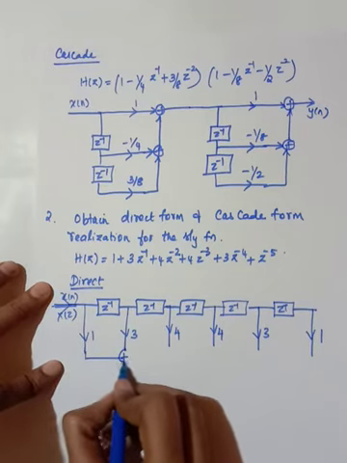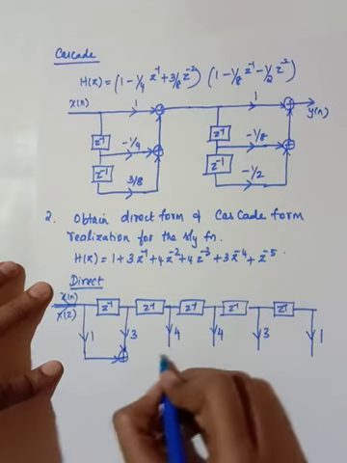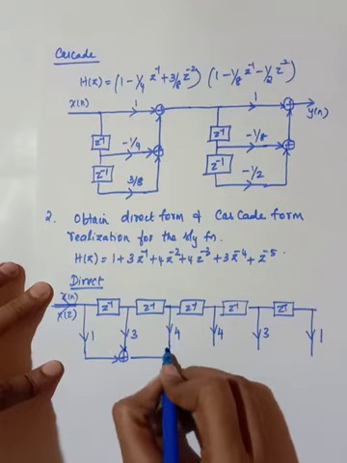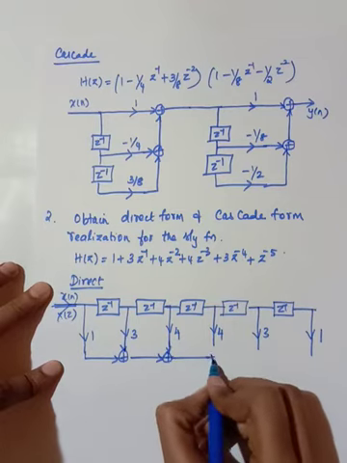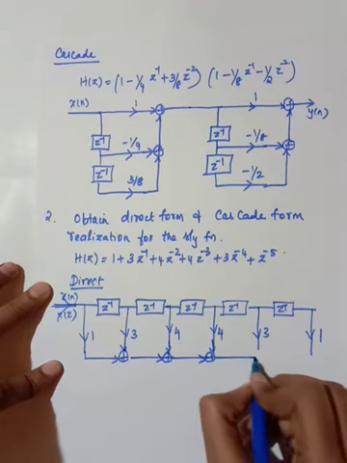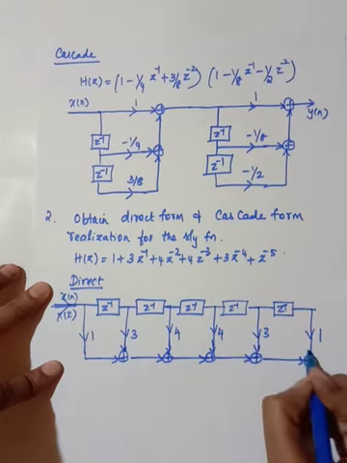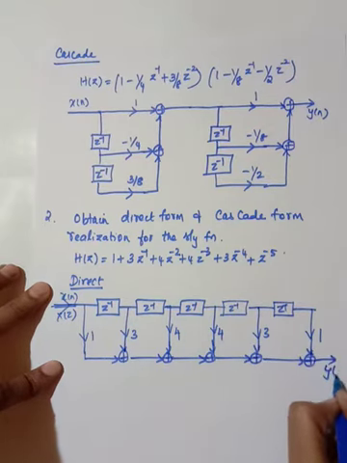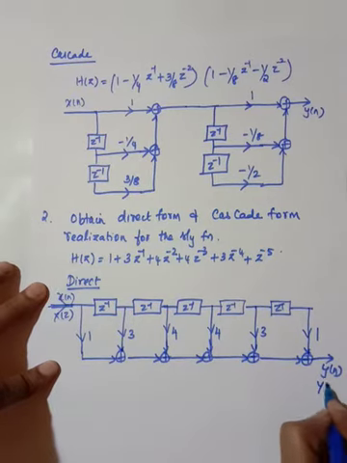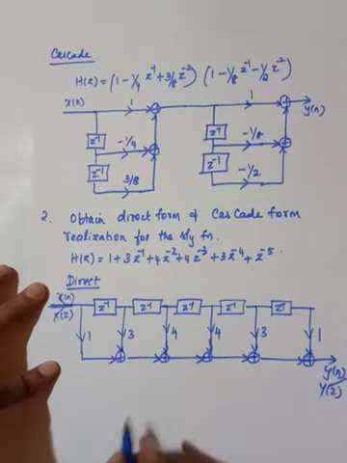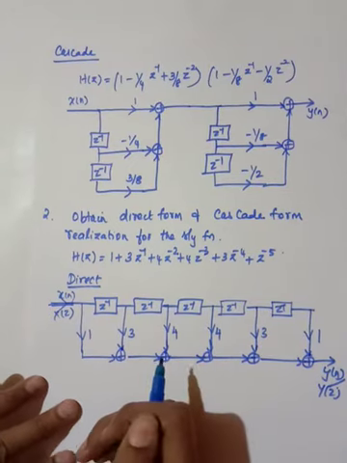Now you are going to use an adder. Here we are going to use an adder to add these preceding outputs. Here we are going to use an adder. Here also we are going to use an adder, and finally here it is your y of n or y of z. Now this is the direct form realization.